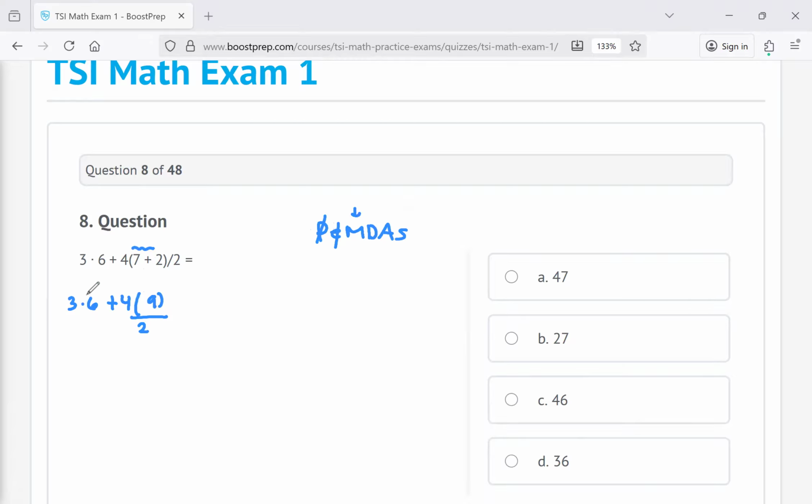Yes, we have 2. We have 3. This is not 3.6. Don't get that confused. It's actually 3 times 6. So that little dot is a multiplication. So yeah, we have 2. So just go from left to right.